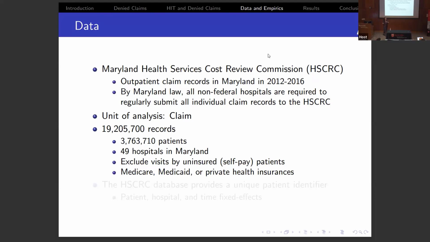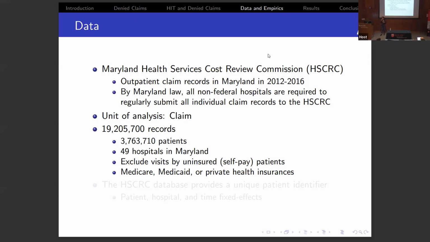So we can track patients over time across different locations. The data comes from 49 hospitals in Maryland. We exclude patients who are not insured because they don't go through the regular process of claim applications with the insurers. This is about, I think, 4 to 5% of the total sample.